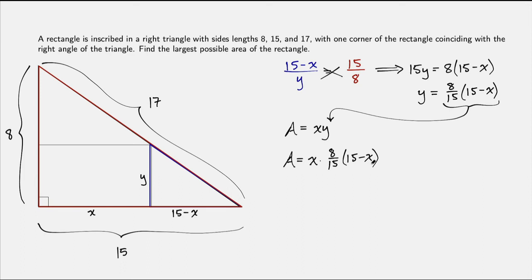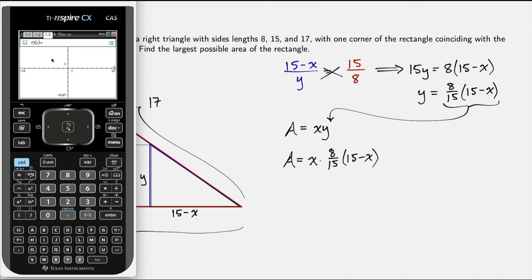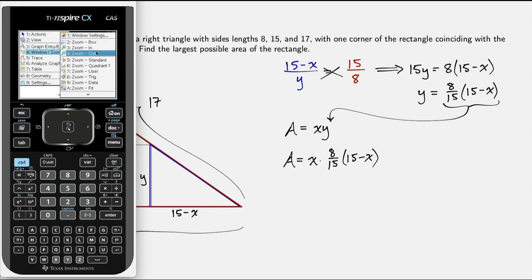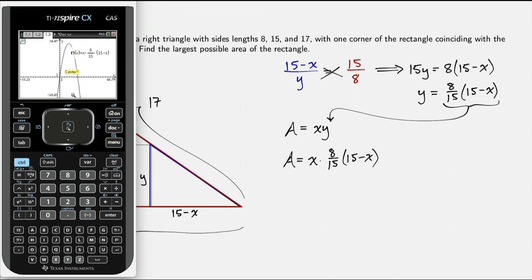And we're looking for the largest that this area could possibly be. And so we're going to go ahead and graph this in our calculator and find that maximum point. So to graph here, we have x times 8 over 15 times 15 minus x. Graph that. We're looking for the largest this can be, so we're looking for a maximum. So I'm going to go ahead and zoom out. That's not what I wanted. We're going to zoom out until we can find that. And there's a maximum up there.